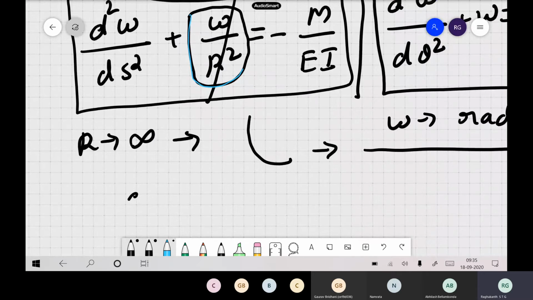But what is the problem with this equation? The main problem is it is valid for circular arches, and this equation has come from Euler-Bernoulli. So what are the assumptions of Euler-Bernoulli beam theory? You remember? Plane sections remain plane, and plane sections remain perpendicular. All those things are embedded behind this derivation itself, so you have to be very careful.